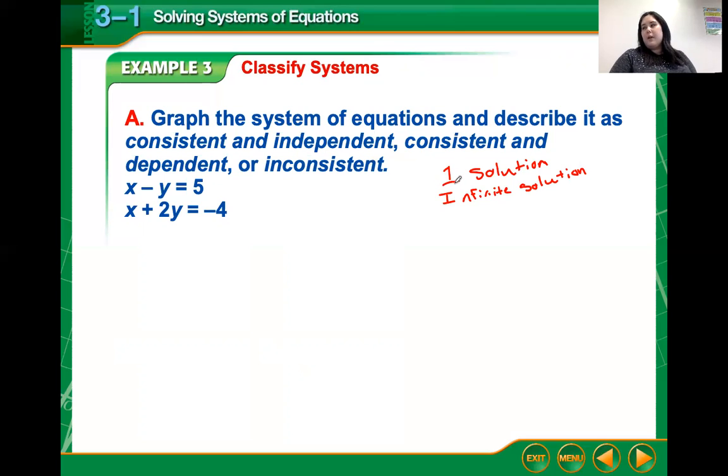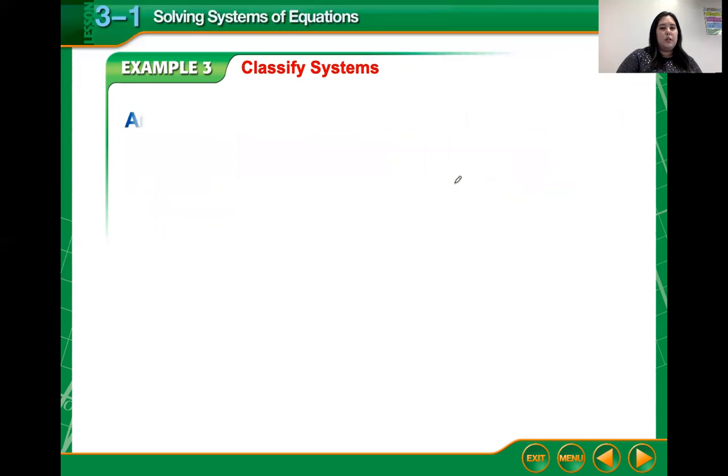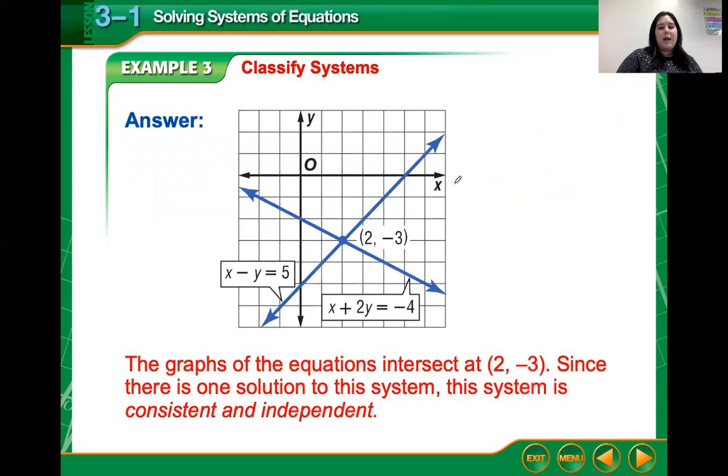So here we have x minus y equals 5 and x plus 2y equals negative 4. So we're going to go ahead and write each equation in slope-intercept form. And we get y equals x minus 5 and y equals negative 1/2 x minus 2. And by graphing, we find that we have one solution at (2, negative 3). And because there's one solution, it is consistent and independent.